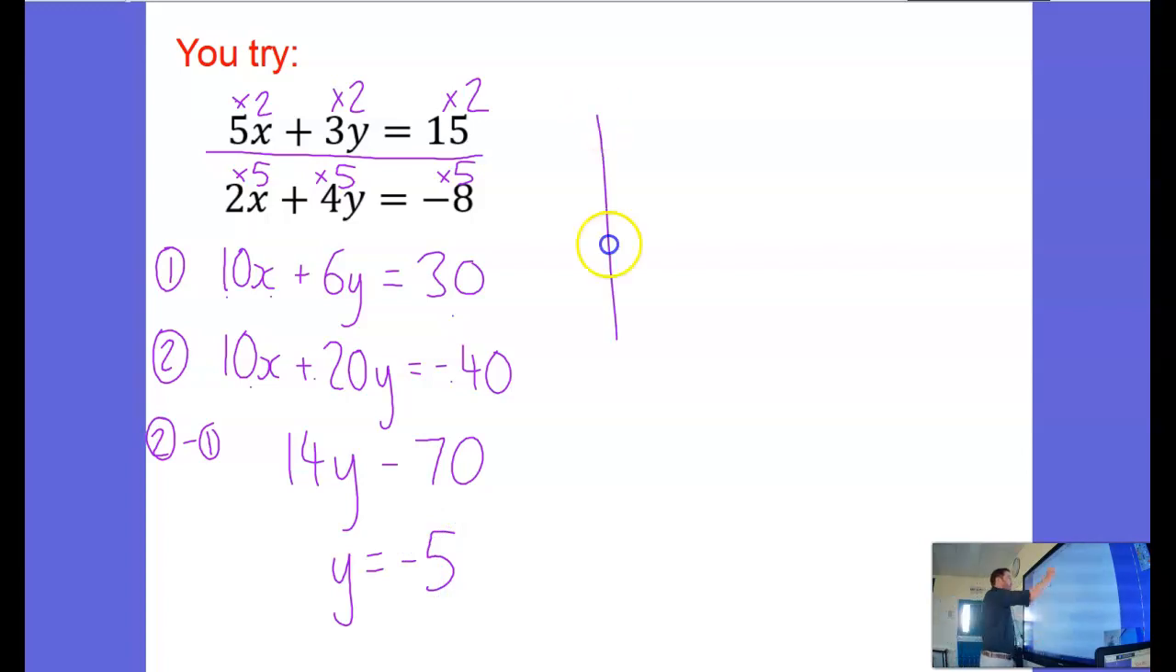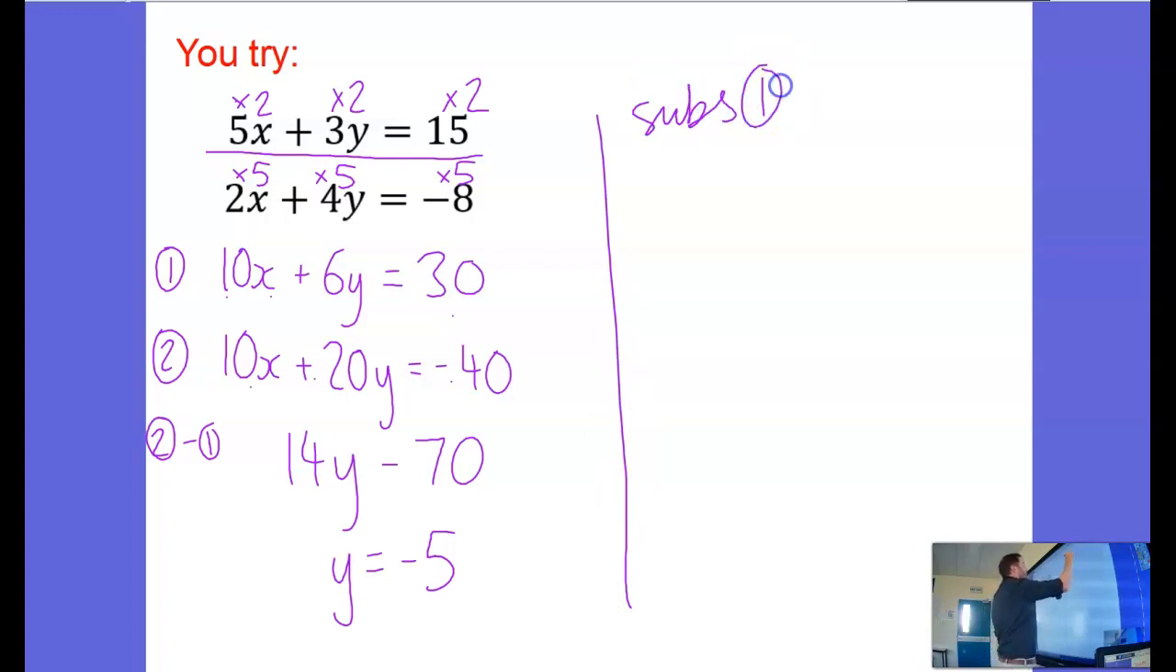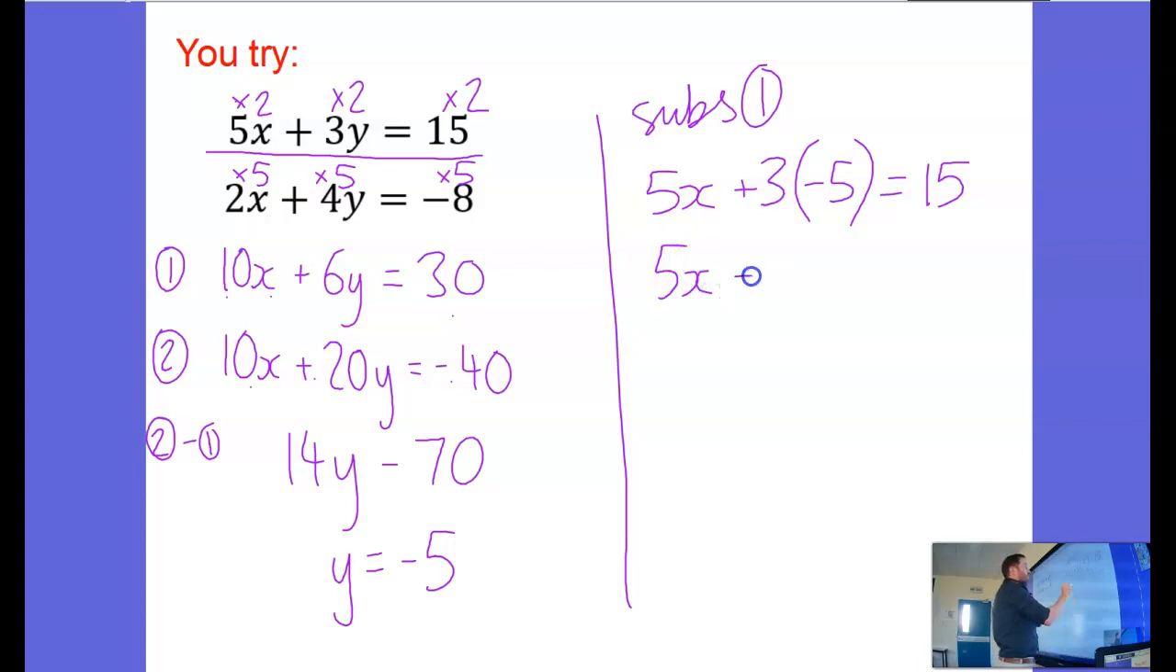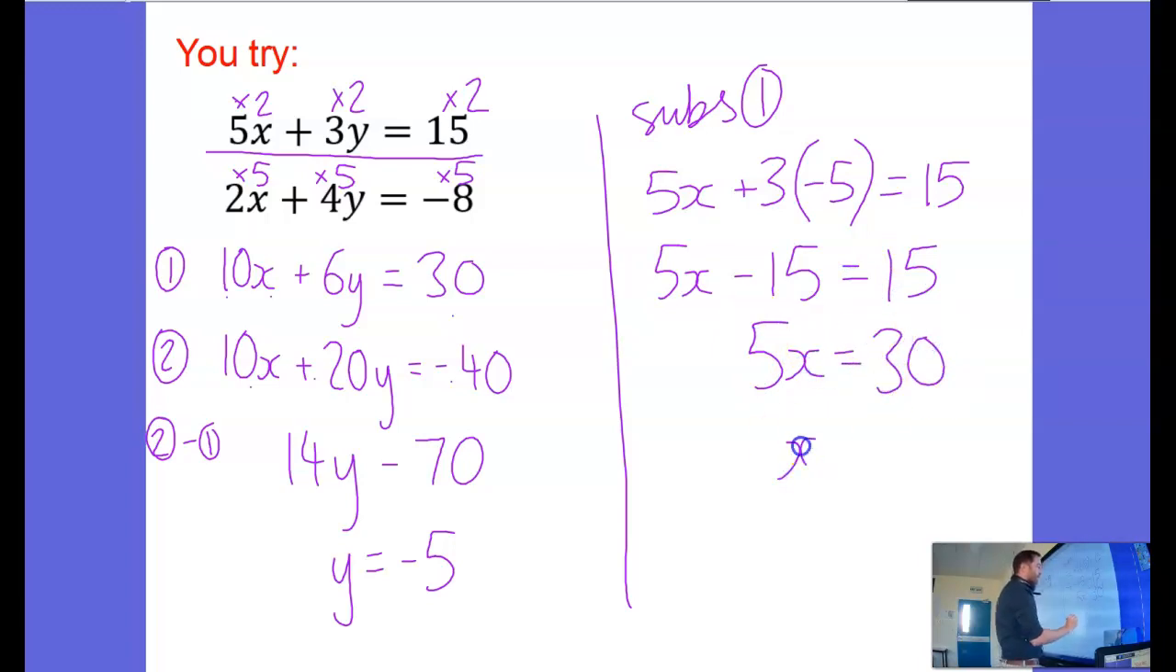Now we're going to substitute that in, and we'll substitute into equation number 1. So 5 lots of x plus 3 lots of y, and y is minus 5, equals 15. So we get 5x minus 15 equals 15. Add 15 to both sides and we get 5x equals 30. Divide by 5 and x equals 6. And of course, you'll check it, but I'm going to move on to the next one. Hopefully you got that one right.